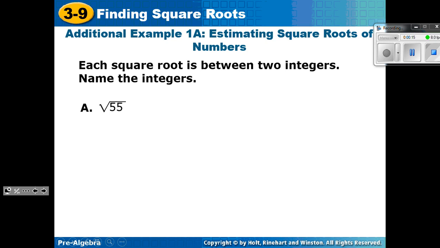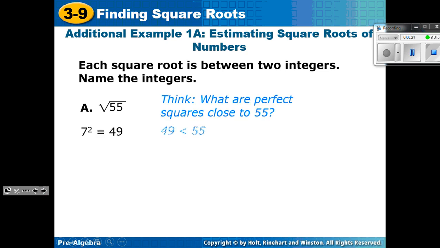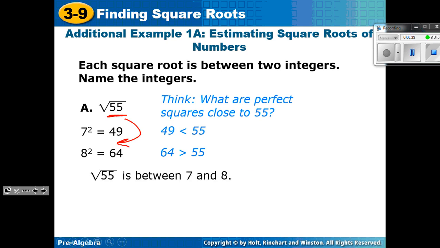Square root of 55. 55 is not a perfect square. So you have to figure out what are the perfect squares that are close to 55. Right under 55, we have 7 times 7 is 49, and then 8 times 8 is 64. So since 55 falls in between those two, we would say that the square root of 55 is somewhere between 7 and 8.